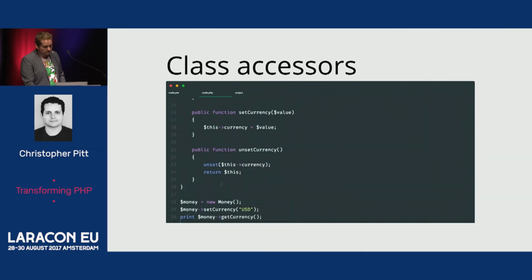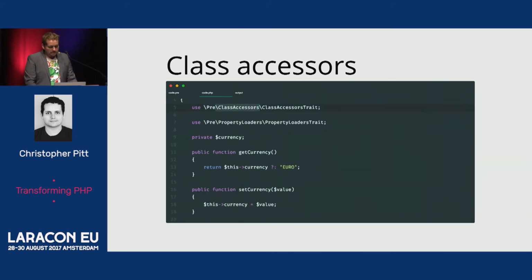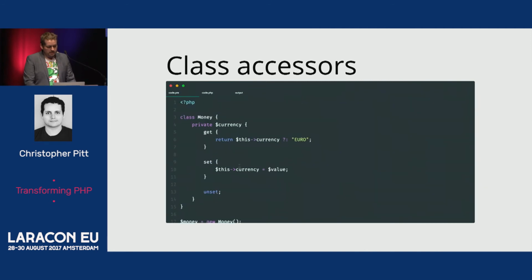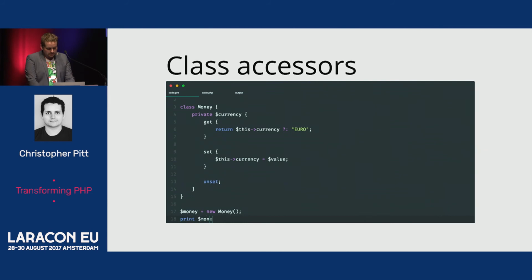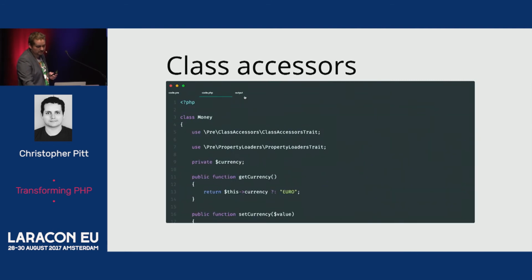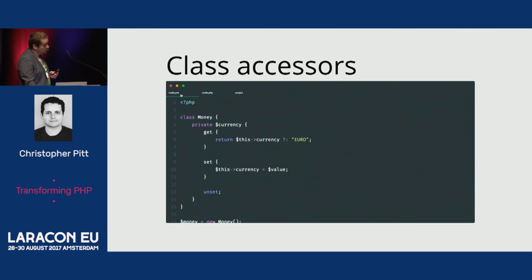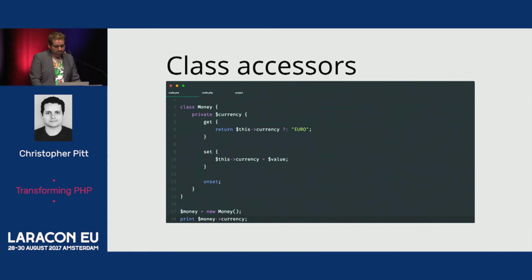And the resulting code creates a function for us. There's a trait that's loaded in here as well, called class accessors trait, where we can use these as properties. And make no mistake, this is using __get. But it's code we don't have to write or maintain.